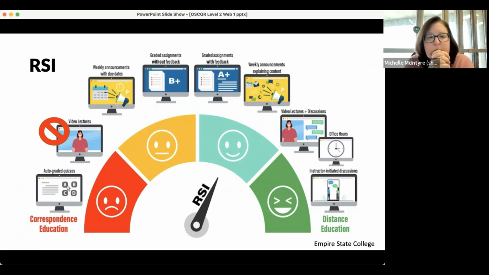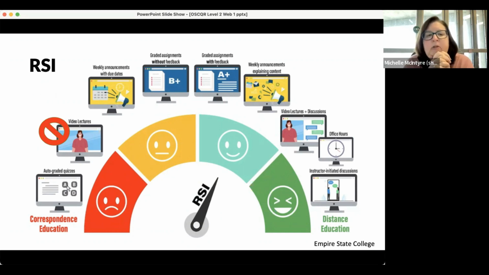Most courses have all the basics covered, right? We have auto-graded quizzes, we have video lectures, we have weekly announcements with due dates. We often have weekly announcements that talk about what's going to happen during the week with due dates. We also have graded assignments with feedback.